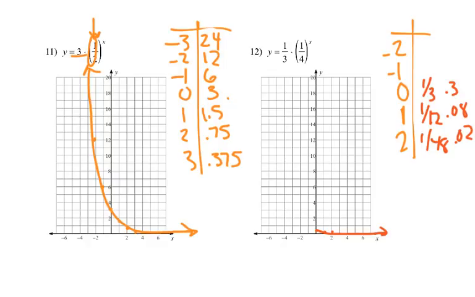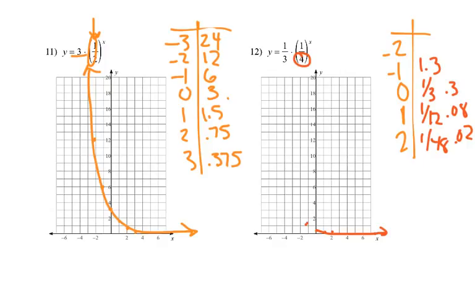So let's go backwards now and times by 4. Okay, so 1/3 times 4 would give us 4/3, or about 1.3. So see, we're going up now a little better, about 1.3. Do that again.